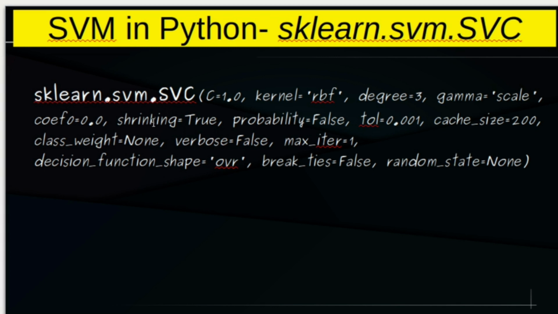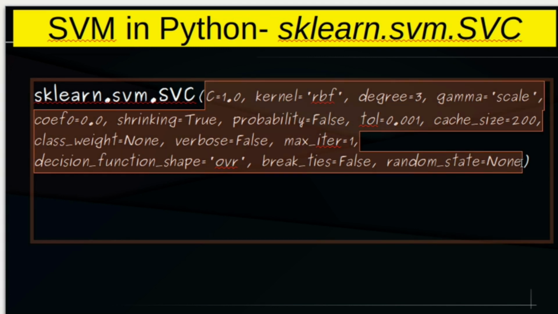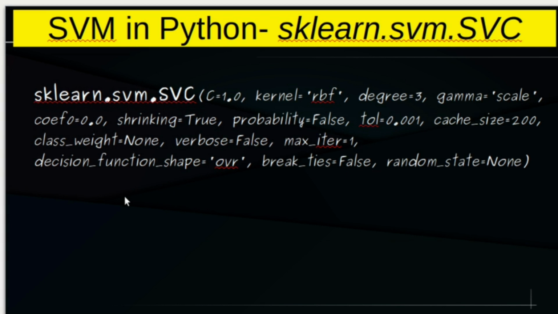How to implement SVM classifier in Python? We have a very useful package for machine learning, which is sklearn, and there is a submodule which is SVM, and there exists a method which is SVC. So here you can see that there are various parameters that you can pass to customize its working, and not all the parameters are important. You can even use it with default values set. So let's see how to implement support vector machine classifier in Python.